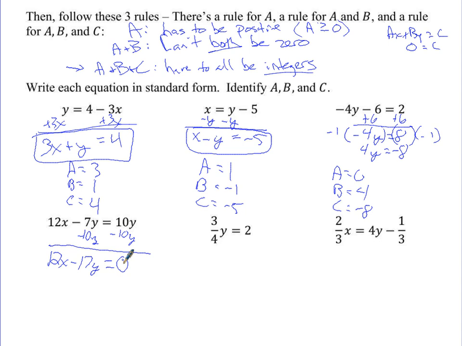All right, see if the rules are being followed. Are we starting with a negative sign? No. Are A and B both 0? No, so we're good there too. Do we see any fractions or decimals? No. So is this standard form? Yes. And we need to say what A is, what's B, and what's C. A is 12, B is -17, and C is 0.